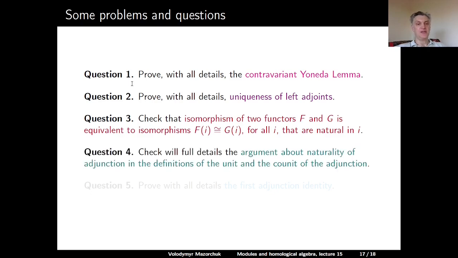Question 4. Check with full details the argument about naturality of adjunction in the definitions of the unit and the counit of the adjunction. Question 5. Prove with all details the first adjunction identity.